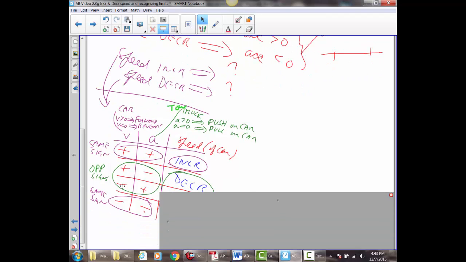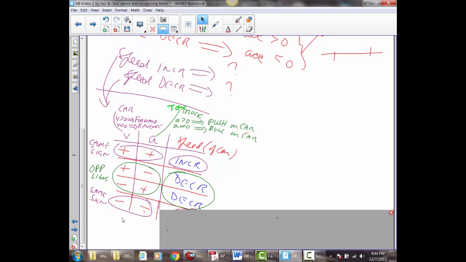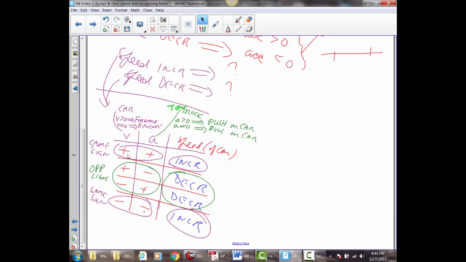If you were moving backwards and somebody pushed on you, it would slow you down, so your speed would decrease. If you were moving backwards and somebody pulled on you, your speed would increase. So the way it works is pretty simple. If the velocity and the acceleration have the same sign, either both positive or both negative, then your speed is increasing. If they have opposite signs, your speed is decreasing.